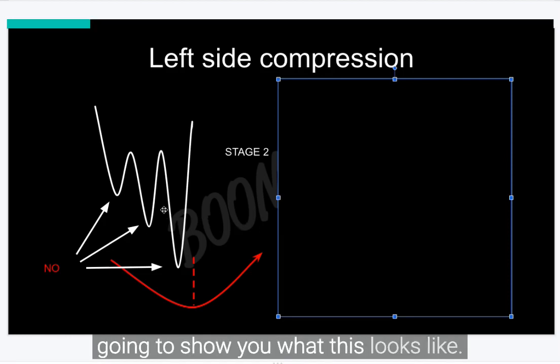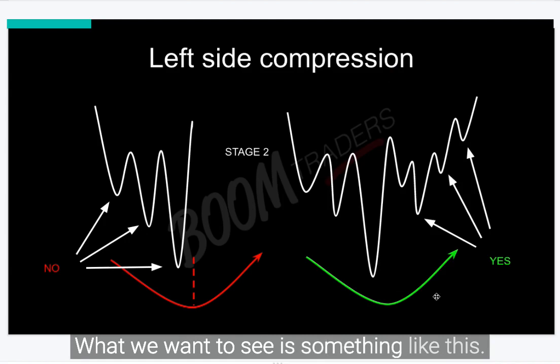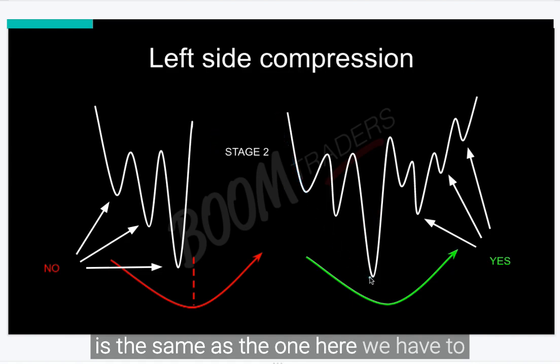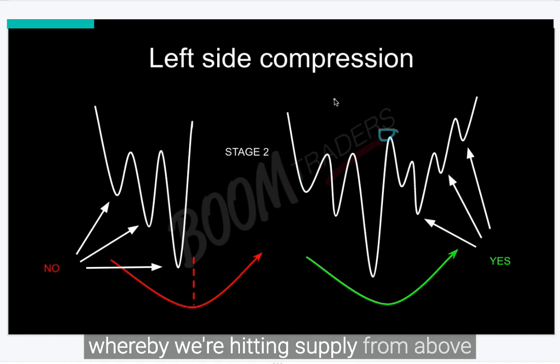I'm going to show you what this looks like. So this is not what we want to see. What we want to see is something like this. Basically, we have the downtrend, which is the same as the one here. We have the shoot up, but then we get to the point where we're hitting supply from above and we're meeting from the bottom.